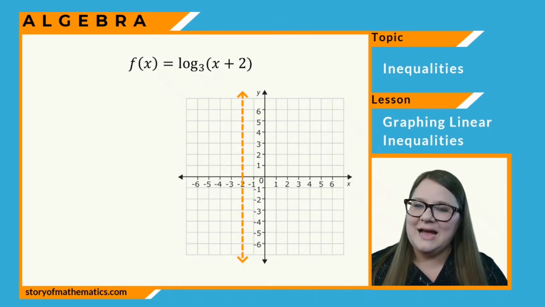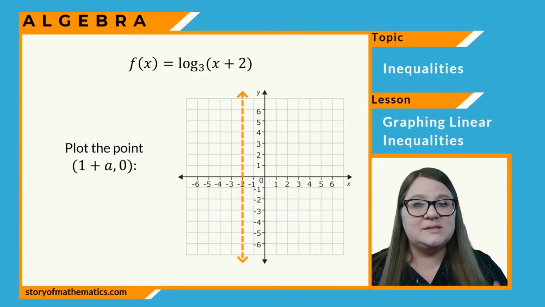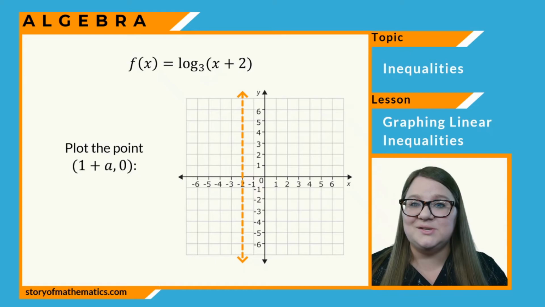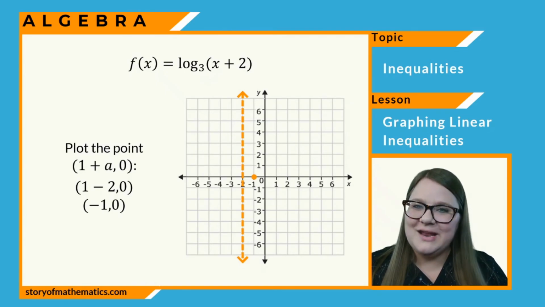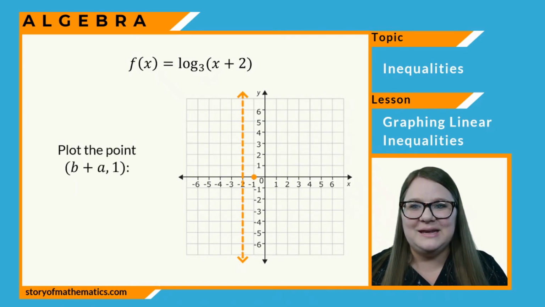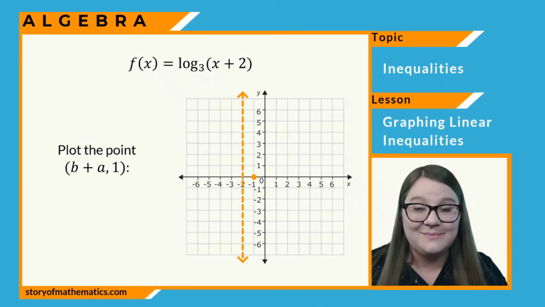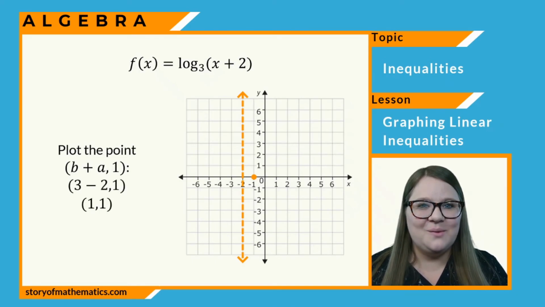So now that I know that, I'm going to figure out what my next point I can plot is. Remember, it's normally (1, 0), but now I'm going to shift it by a, which again is negative 2. So that's (1 minus 2, 0), or (negative 1, 0). I can plot that point. Now the next point I'm going to plot is going to be (b plus a, 1). My b in this case is 3, because that's the base of my logarithm. Again, my a is negative 2. So 3 minus 2 gives me (1, 1) as my point.